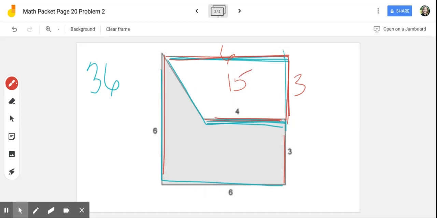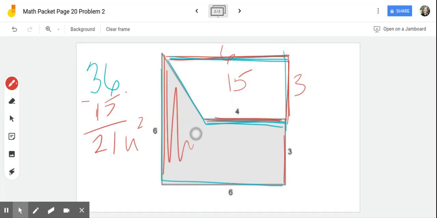So we've got to take 36 and we're going to minus 15. Well, come on now, minus 15. And that's going to give us 21 units squared. Okay, that's the area of this part right here.